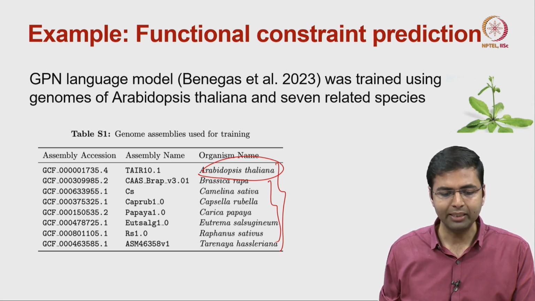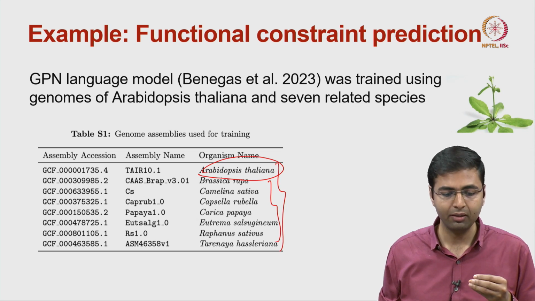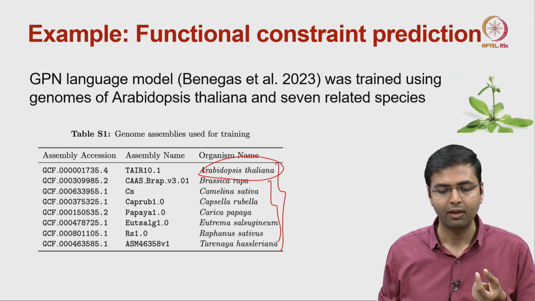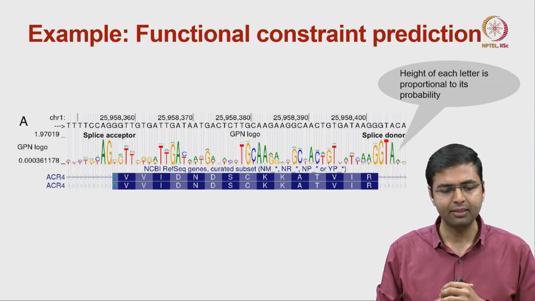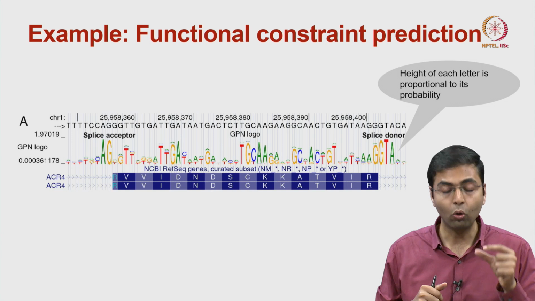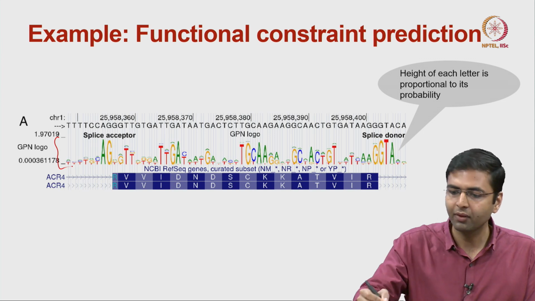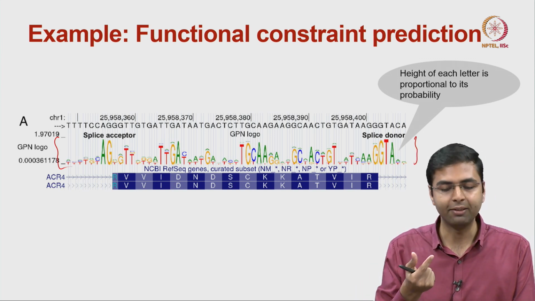So, now let us see what kind of probabilities this model learns for different positions of the genome. Shown here is a logo predicted by the GPN model. In this logo, the height of each letter is proportional to its probability.